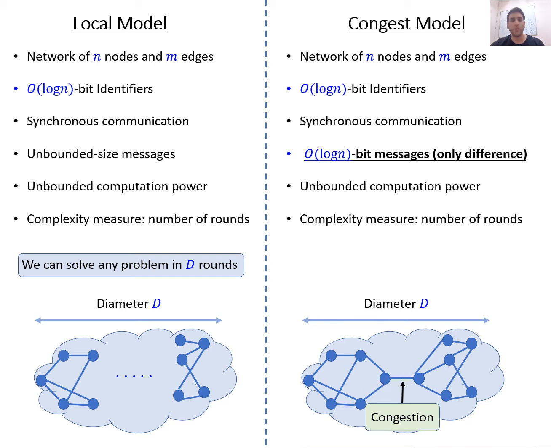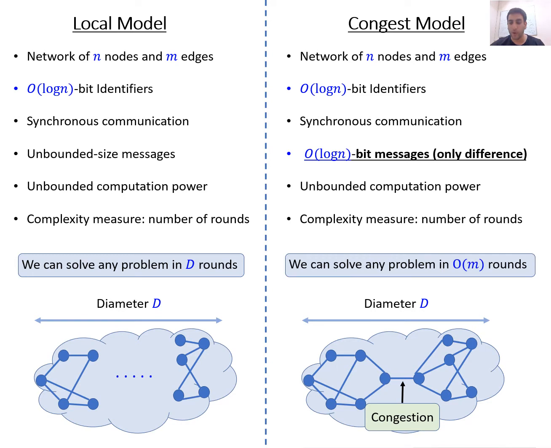But what we can show is that we can gather the entire topology in O of m rounds, even in the congest model, and therefore we can solve any problem that you want in O of m rounds, even in the congest model. So these are the two main models of distributed graph algorithms.